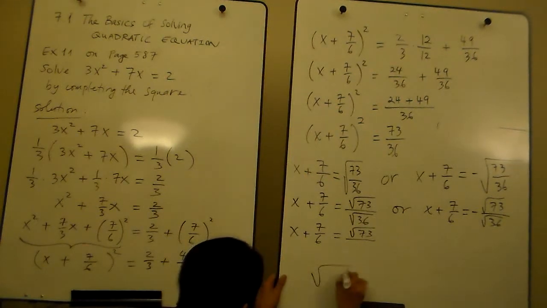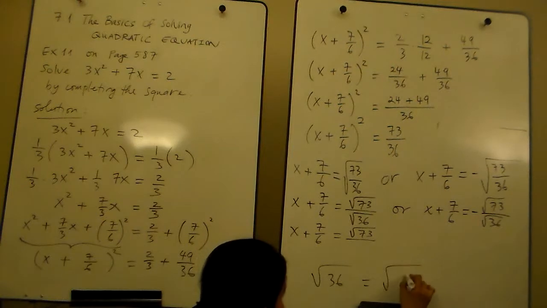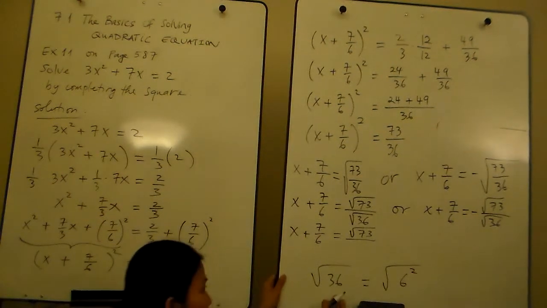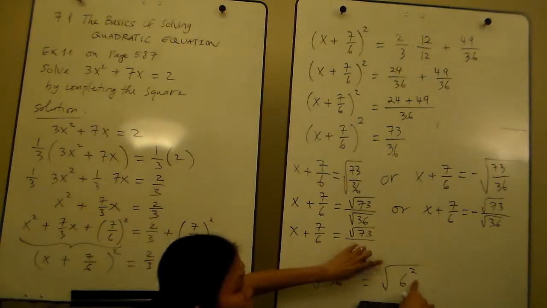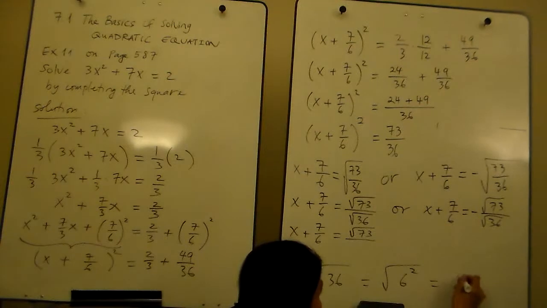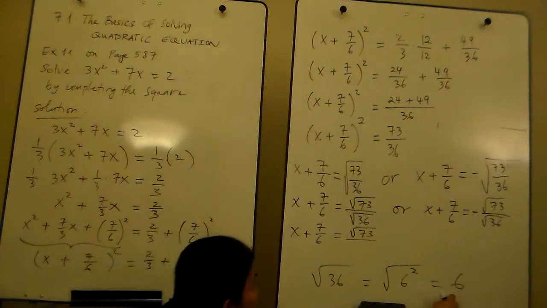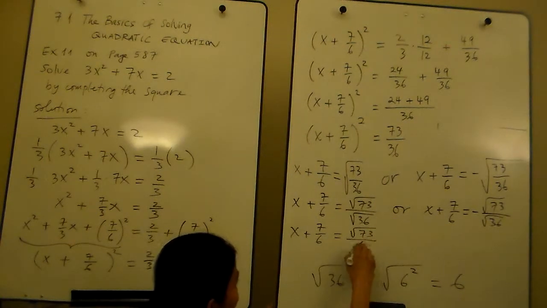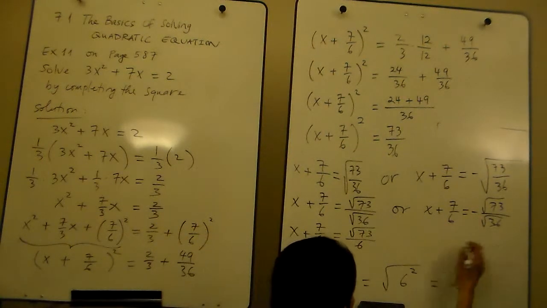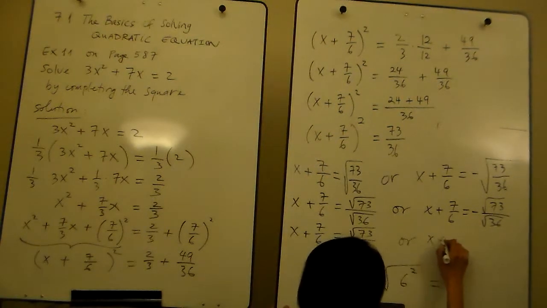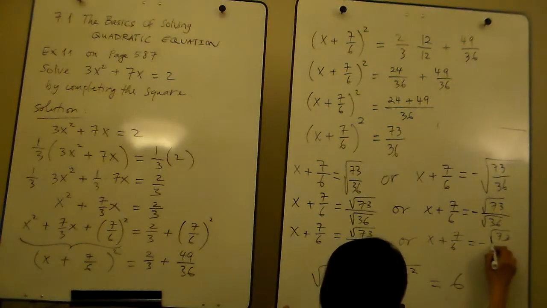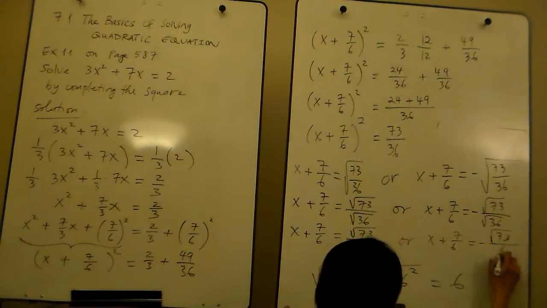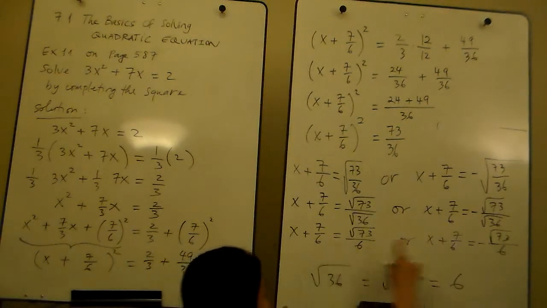Now, square root of 36, you can simplify this as 6 squared, because 6 squared is 36, and because the exponent matches the index, which is 2 here, because this is a square root, that means you can simplify square root of 36 as 6. So I'll replace this square root of 36 with 6. And then similarly I can do this here too. Or x plus 7 over 6 equal to negative square root of 73 divided by 6, because 6 is equal to square root of 36.